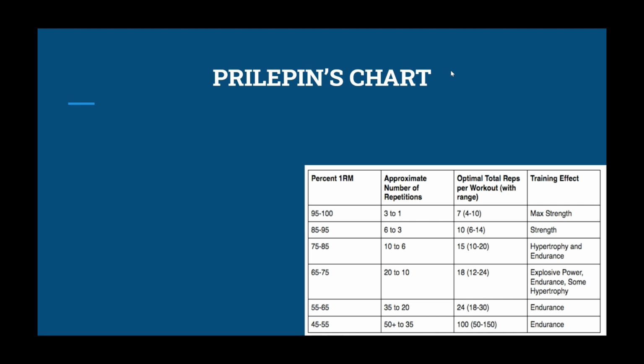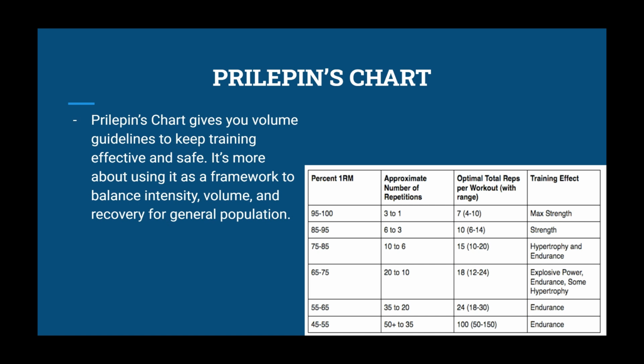So one way to regulate your volume and make sure you are hitting adequate volume and intensity based on what you're aiming for is Prilepin's chart. Prilepin's chart gives you volume guidelines to keep training effective and safe. It's more about using it as a framework to balance intensity, volume, and recovery for your general population, as well as athletes in powerlifting, weightlifting, etc.